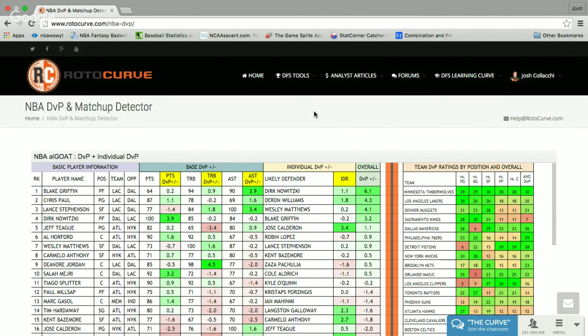And for tonight, for the first game of the Thursday slate, which is, this video is taken on Thursday, October 29th, it means Blake Griffin has a very good matchup against Dirk Nowitzki.